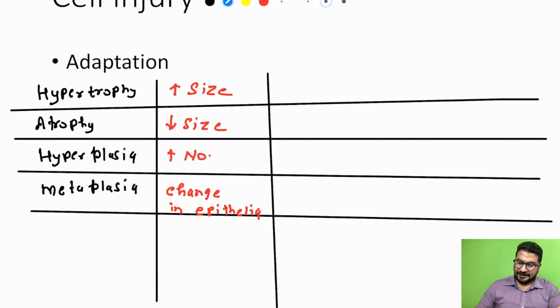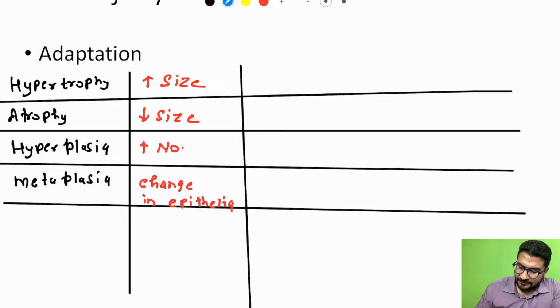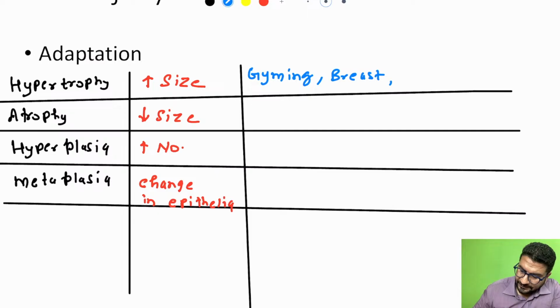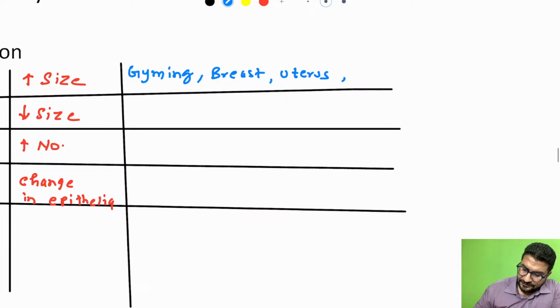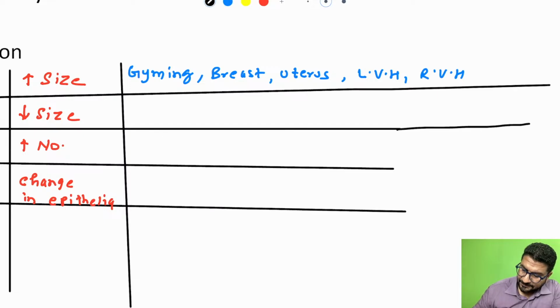So understand this thing, hypertrophy, it can be physiological, it can be pathological. So you can see this in bodybuilding, in gymming. तो जिम से क्या होती है, मसल hypertrophy. Then you can see hypertrophy in breast tissue. You can see hypertrophy in pregnant uterus. But what are the pathological examples? It is left ventricular hypertrophy, it is right ventricular hypertrophy. So this is about hypertrophy.